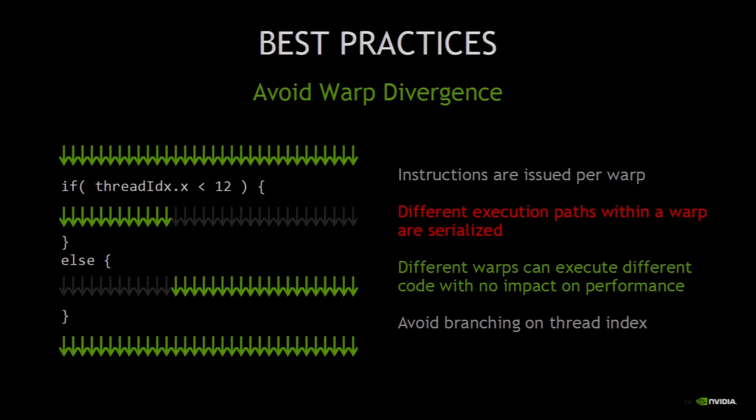So conditional statements, if they depend on the thread index and diverge within a warp, will be serialized. However, if this were not 12 but, let's say, 32, then the whole warp would be executing the if statement, and another warp maybe would be executing the else statement. This can work with no impact on performance because we can switch between warps at almost no cost, as I mentioned before. So try to avoid any divergence within warps. If you have any branching on the thread index, it usually can mean that, so try to avoid that.